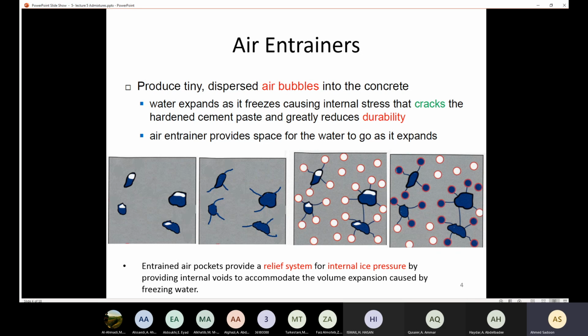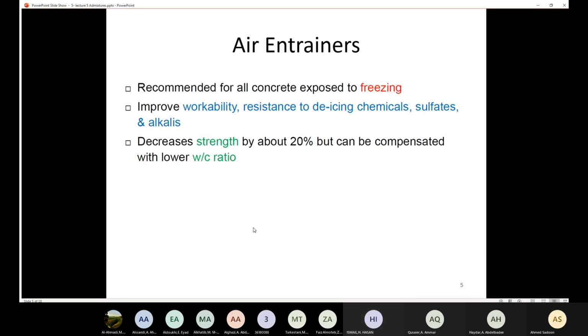So when I'm going to use air entrainers in cold weather, the water expands as it freezes, causing internal stresses that crack the hardened cement paste and greatly reduce the durability. When I'm going to have cracks, of course, the concrete is not going to live longer. So by using air entrainer, that is going to provide space for the water to go as it expands. And of course, the air entrainer is recommended for all concrete exposed to freezing.